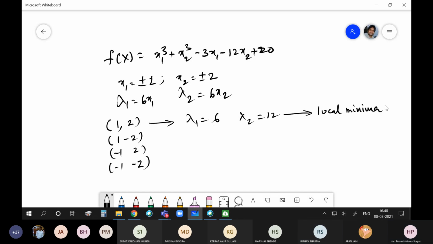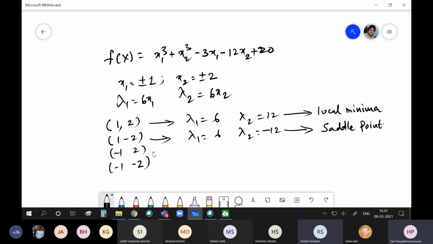Okay. What about this? Lambda 1 is 6, positive. Lambda 2 is minus 12. So what can we say about this point? We can't say. This is what we call a saddle point, where we cannot say whether it is a local minima or local maxima.